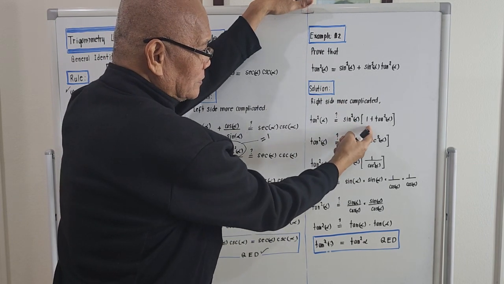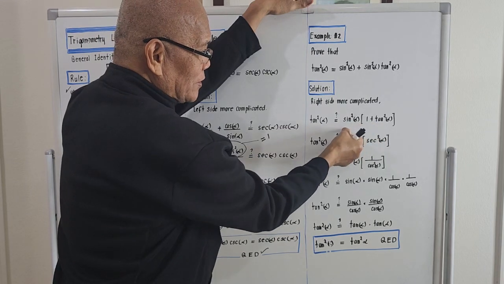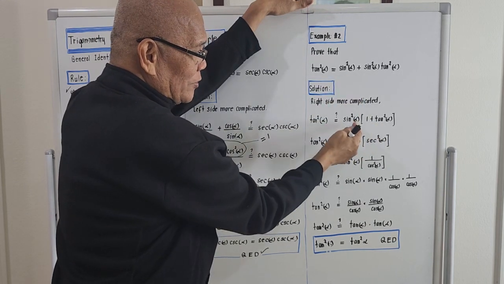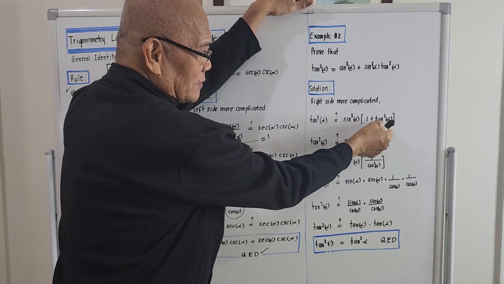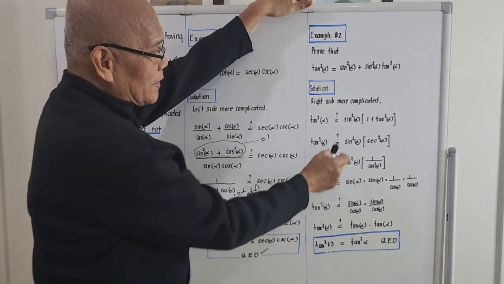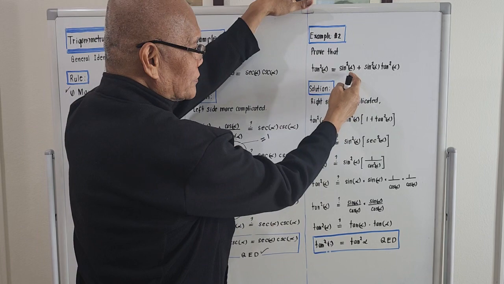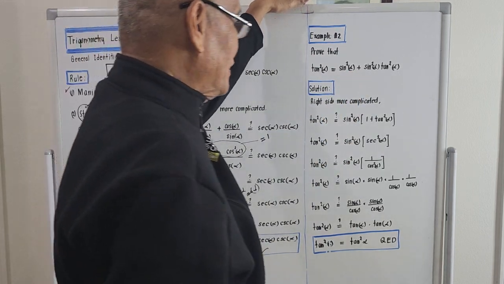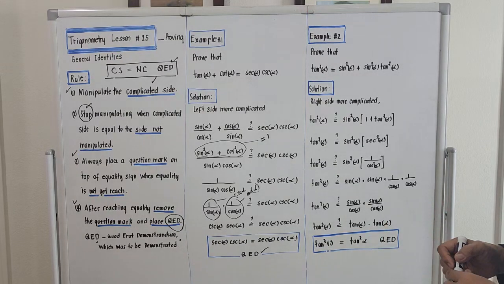times open bracket. This is 1. 1 times sine square is this one. We factor out sine square of alpha, so what remains inside will be 1 plus tangent square of alpha, close bracket. Right? The product of this is the second term, and the product of 1 and this one is the first term. Okay?